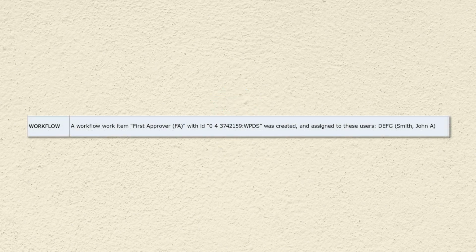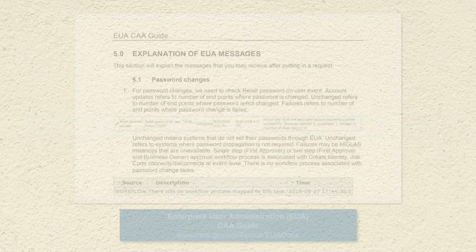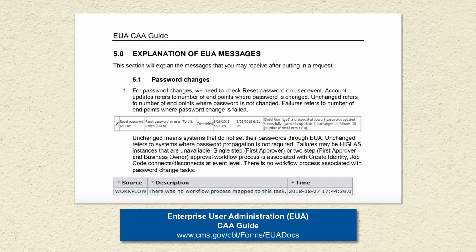Here is one example of a request showing the approval task assigned to the user's first approver who has not approved it yet. In this example, the user's first approver has approved the request and the task has progressed to the business owner where it is pending their action. If you would like to see additional examples of common messages found in EUA transactions for tasks, check out Section 5, Explanation of EUA Messages of the CAA Guide.